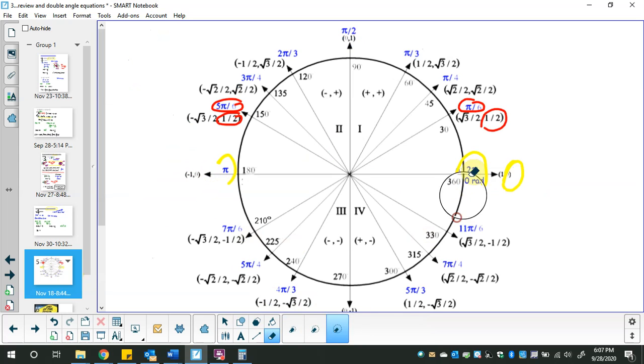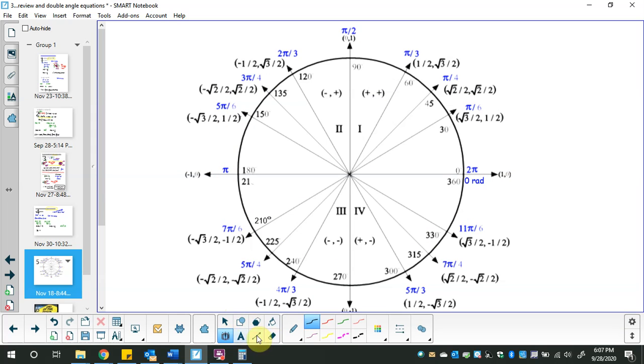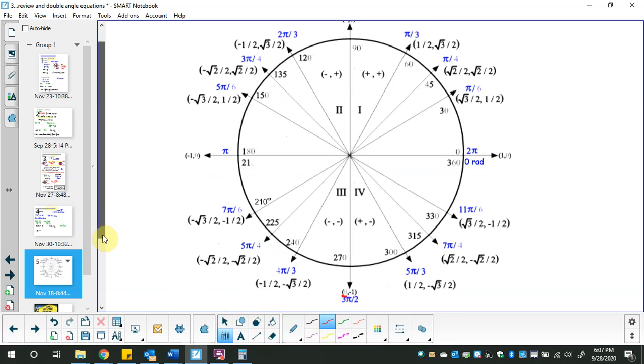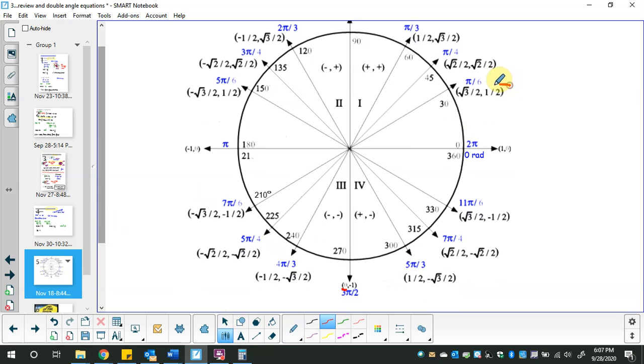So let me just get my scribbles out of here from the last one and find all the places where sine, the second one, is 1/2 or -1/2. So there's 1/2, there's 1/2, there's a -1/2, there's a -1/2. So we have an answer of 30 degrees, of 150 degrees, of 210 degrees, and 330.